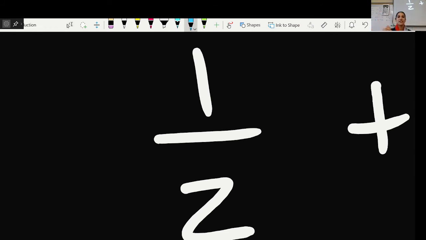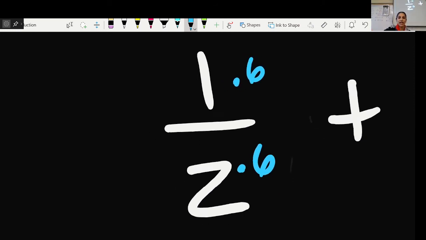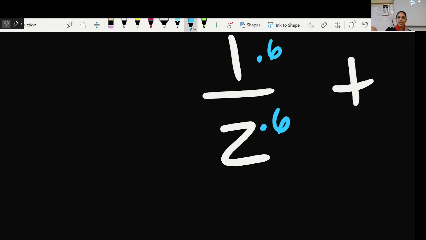How do I change this fraction into a denominator of 12? What do I need to multiply by? Yes? Multiply by 6, and you've got to do it to the top and the bottom. So what do I end up getting? Instead of 1 over 2, it's 6 over 12. Good. So we're done with that one.